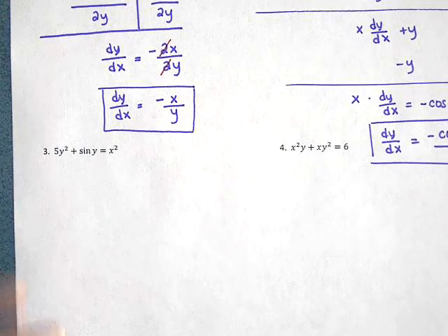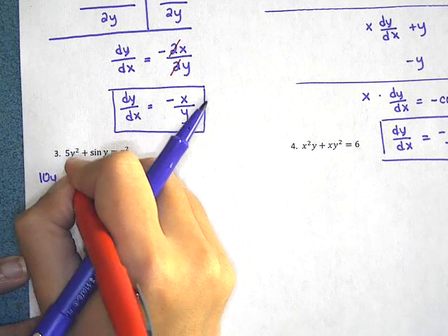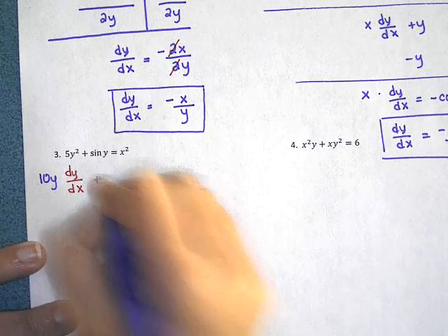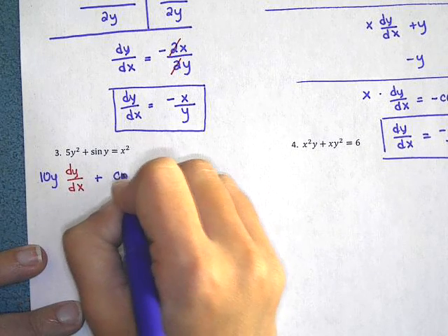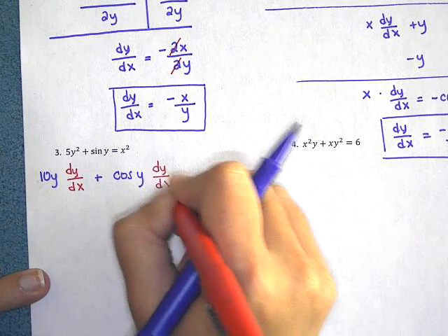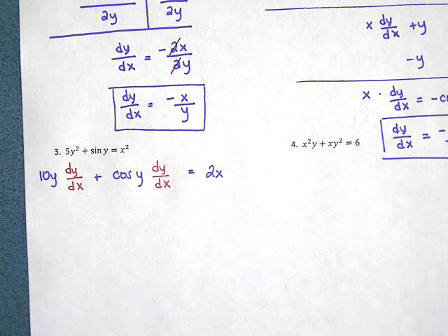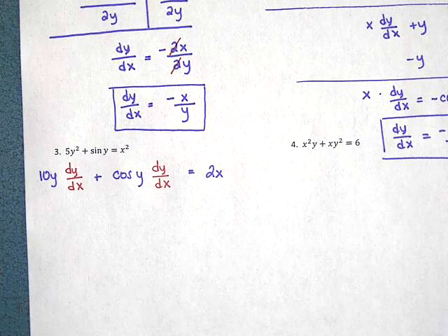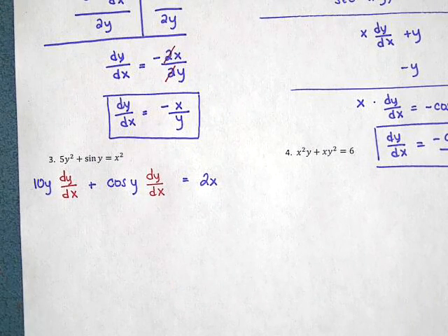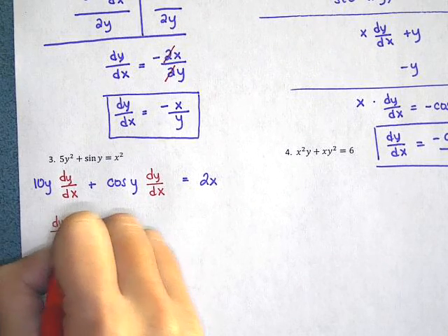We're going to take the derivative. So we're going to have 10y, and then don't forget to put the dy over dx. Plus, the derivative of sine would be cosine of y, and then don't forget to put dy dx. Equals the derivative of x squared, which would be 2x. Now you'll notice this problem is a little bit different because there are two different terms here that both have a dy dx. So in order to solve for it, I'm going to need to factor it out.